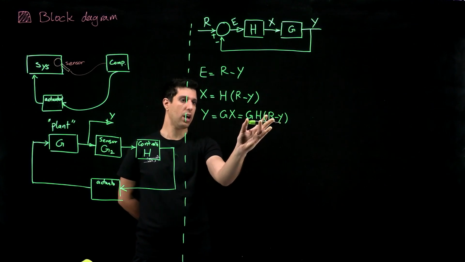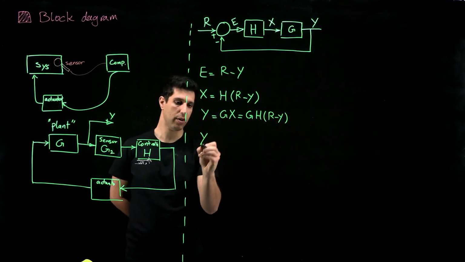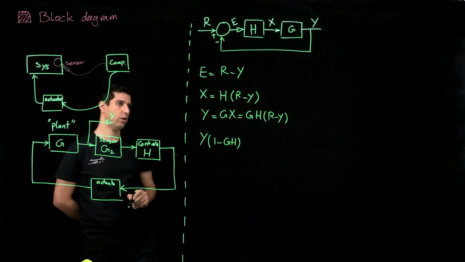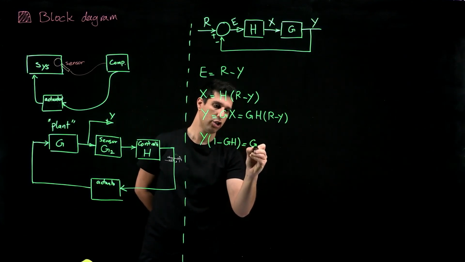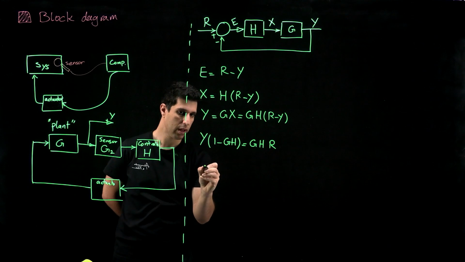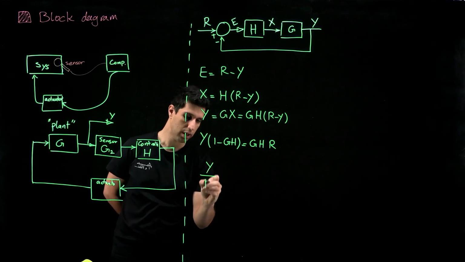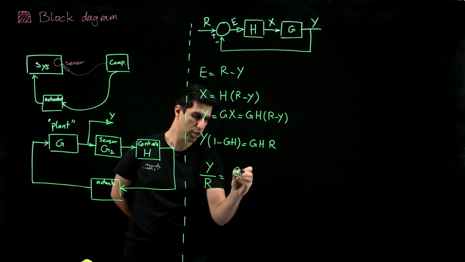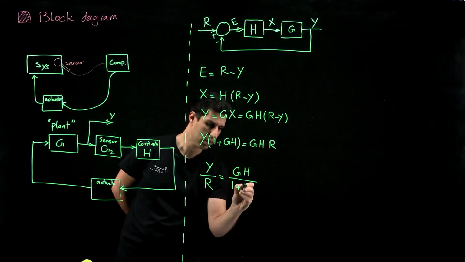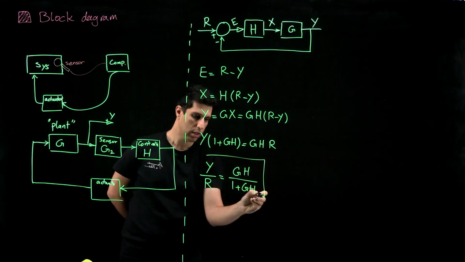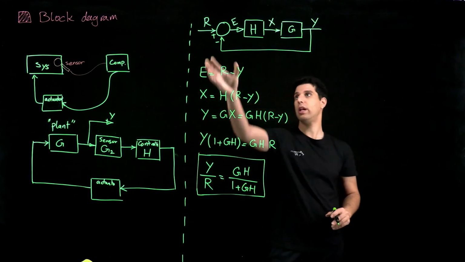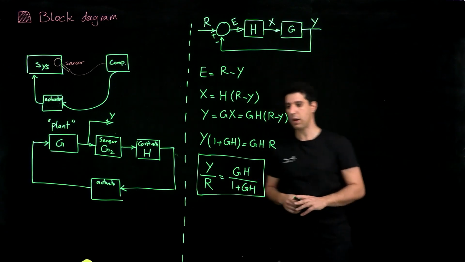And if we rearrange, I have a GHY here that can come over, so I have Y times (1 plus GH) equals GHR. So my closed loop transfer function, Y over R, is going to be GH over 1 plus GH. This is the transfer function of the input-output relation from reference to output of this dynamical system.